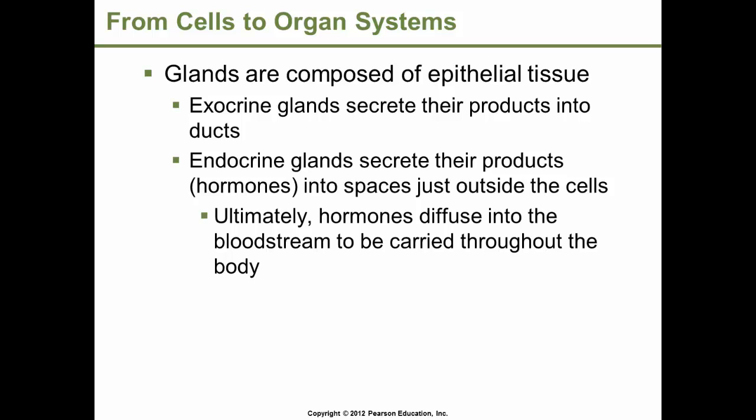So exocrine glands secrete theirs into ducts, whereas endocrine glands secrete their products just into spaces right outside the cell, in which they'll diffuse into the bloodstream to be transported throughout the body to their target receptors.